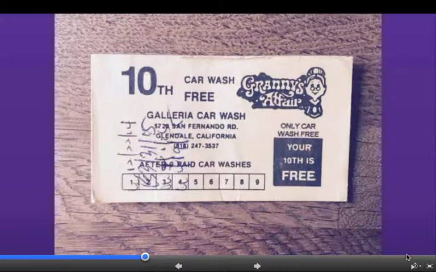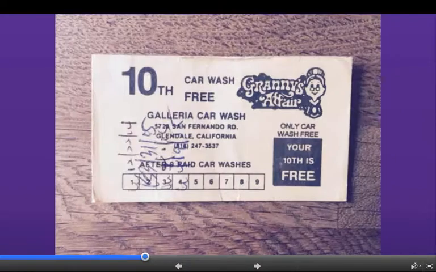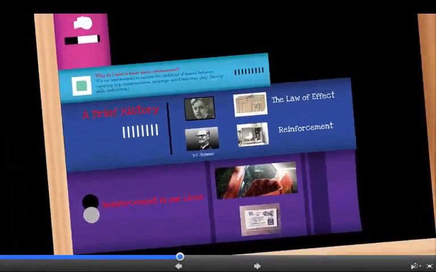And the plan, of course, is that once I get to my 10th trip to the car wash, I get that one free. So not only am I being reinforced when I go to the car wash as a result of getting a clean car inside and out, but they also got me on a schedule of reinforcement. And schedules of reinforcement is something that we will talk about a little bit later in this particular module.